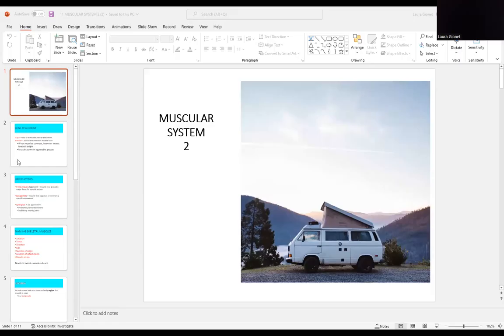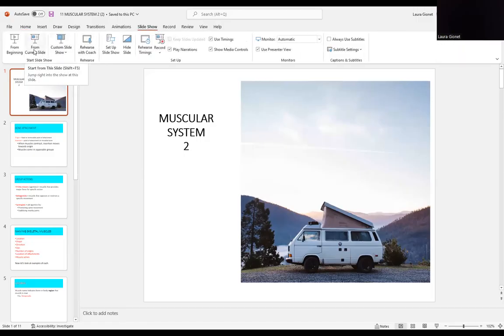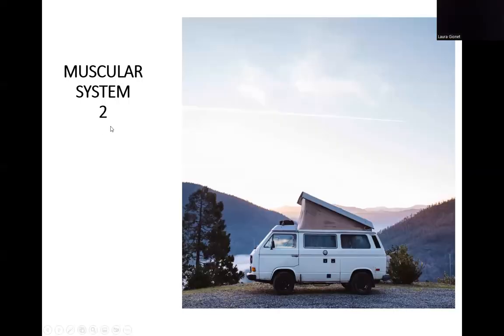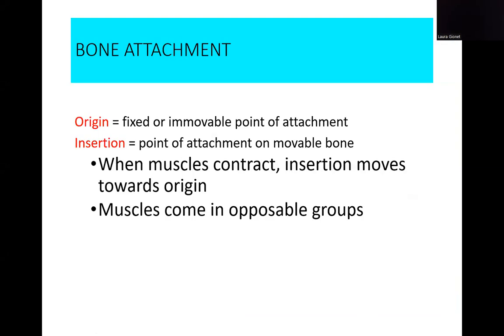Okay, so we're moving on to what I call just the muscular system part two. This is just some explanations on why muscles are named the way they are, and then a little other types of information as well. Okay, so you understand the difference between an origin and insertion.